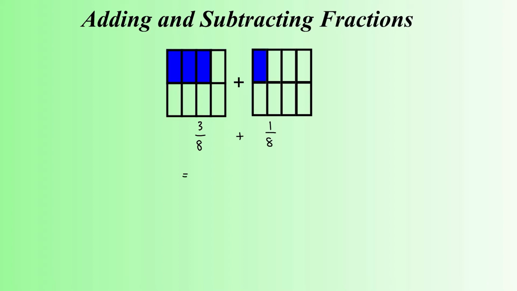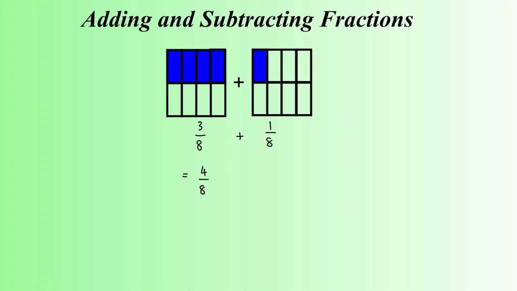Now the easy way to do this, and think about it, because they've been split into 8 equal parts, each part is the same size in both shapes. So we can take the 1 from over here, drag that over to this side, and that gives us 4 out of 8. So all we're really doing with the fractions is adding the top numbers together: 3 plus 1 is 4. 4 out of 8, or 4/8.